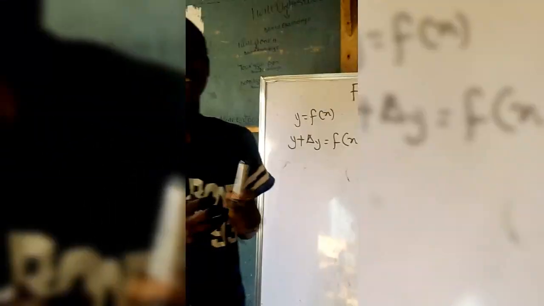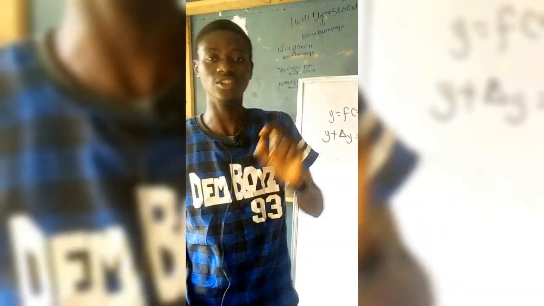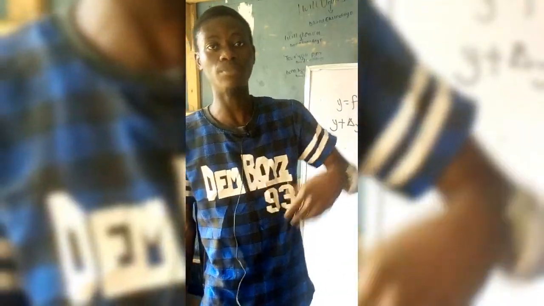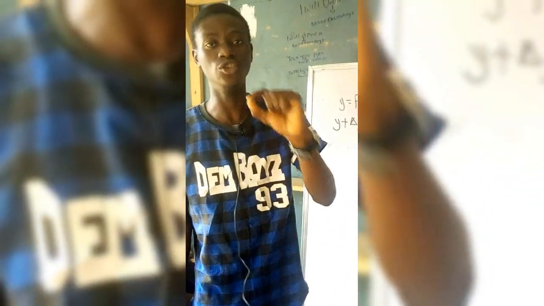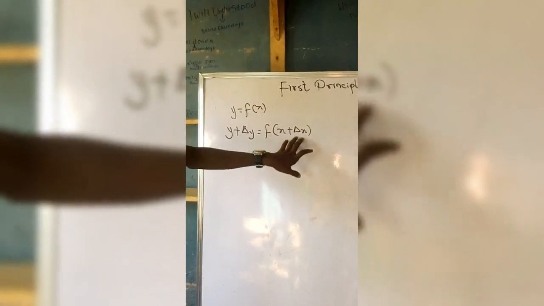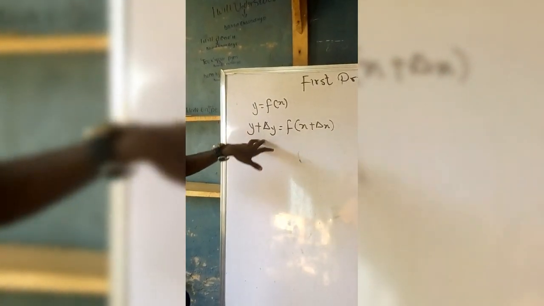So this is the idea of first principle. A little increase which is not 0 and which is not 1. A little increase that at the end of the day, if we approximate it, it will eventually give us 0. So now, a little increase in y will give us a little increase in x. Same thing, a little increase in x will give us a little increase in y.